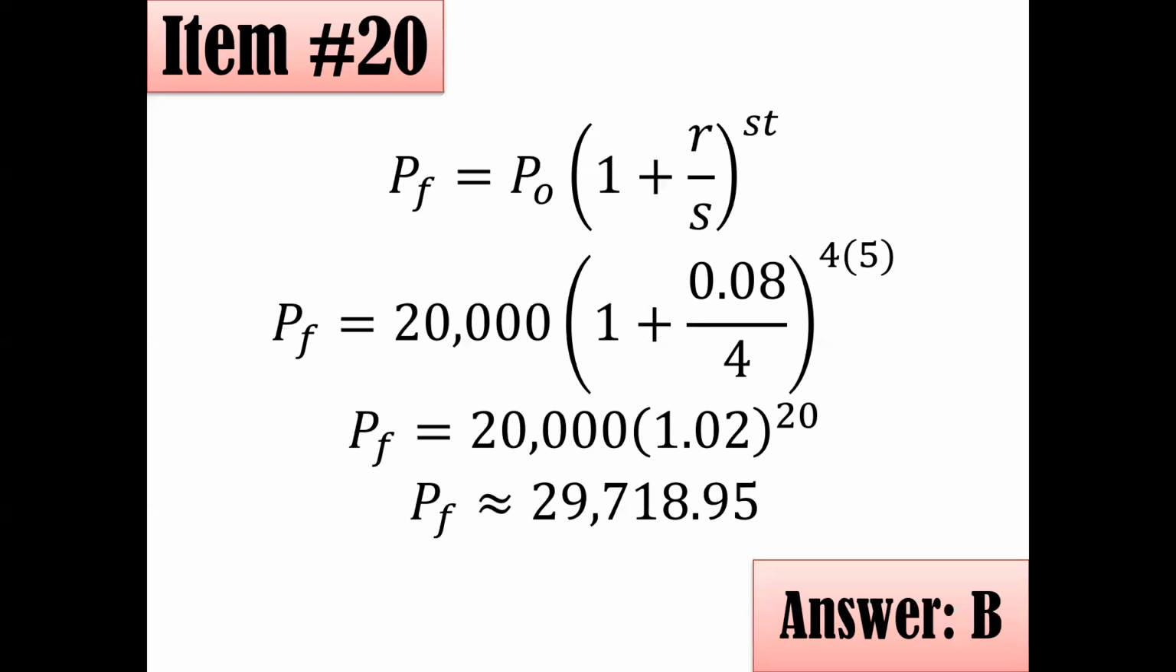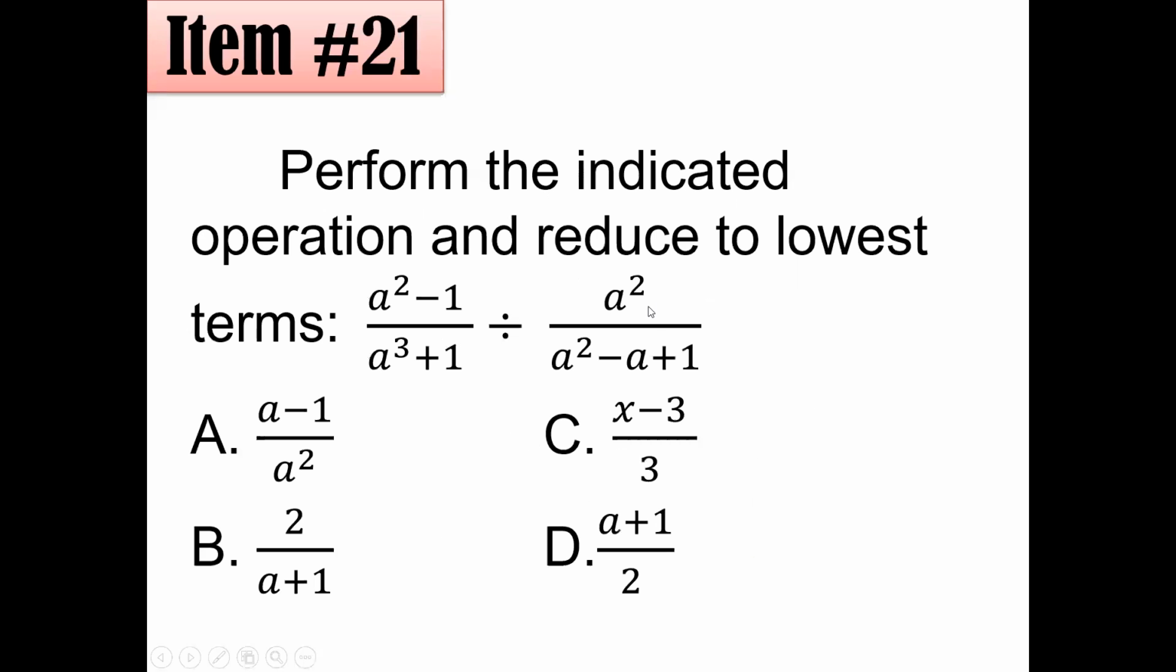More to go. Let's have item number 21. Perform the indicated operation and reduce to lowest terms. If you have a squared minus 1 all over a cubed plus 1 divided by a squared all over a squared minus a plus 1. Saan po sa A, B, C at saka D ang sagot natin?